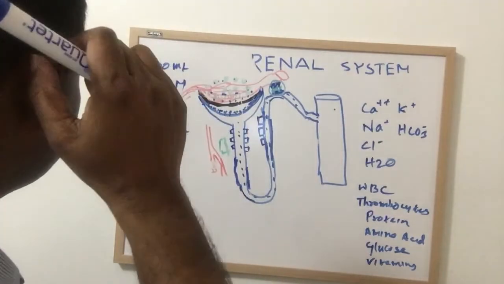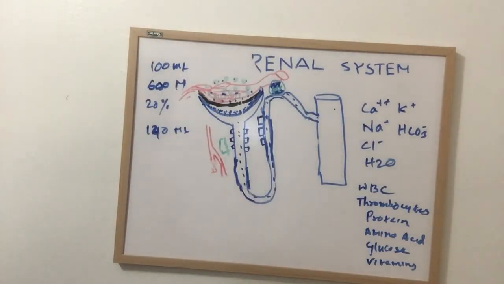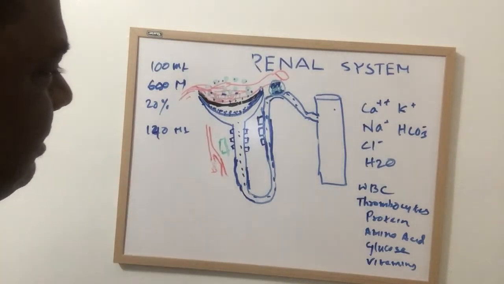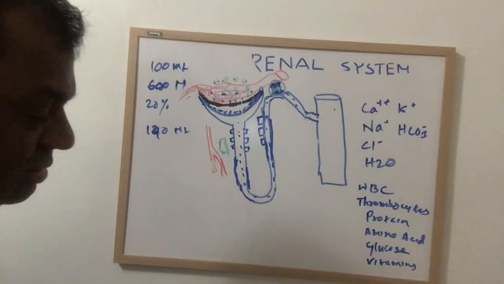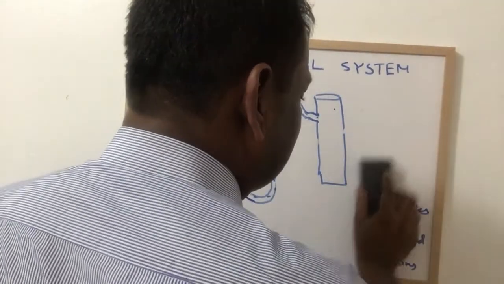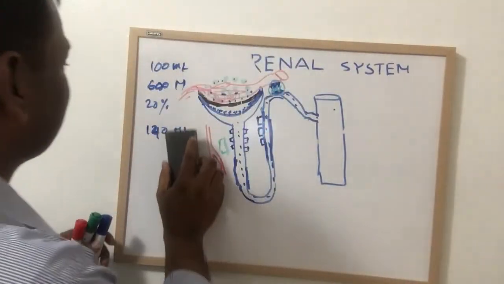So what about the big molecules, other molecules? Can they enter into it? No, they cannot. So what happens when they enter? Let's just talk about some pathological conditions. How do they enter? Why do they enter? And what happens there? Let's see. Very briefly.